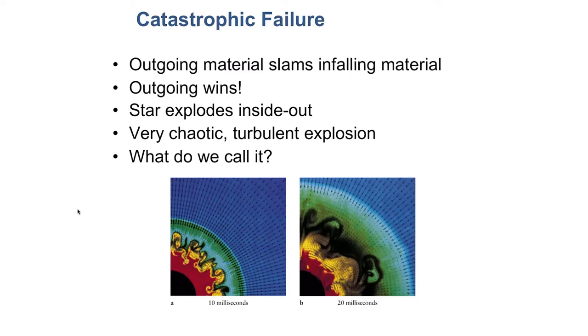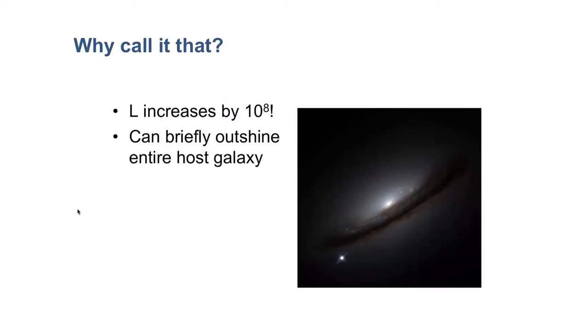This is the entire star then, outside of the central core, which is now composed of neutrons, will explode from the inside out. So what do we call such a thing when we have a star exploding from the inside out? We call it a supernova. Why do we call it a supernova? Well, nova, the root word nova means new star.